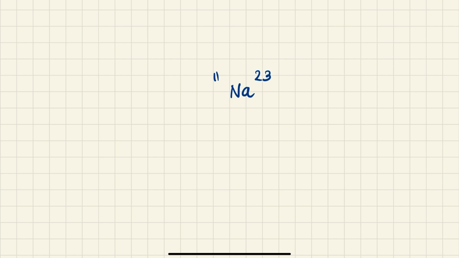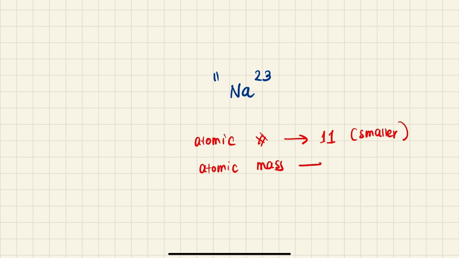Now, the first question I want to ask is, what is the atomic number and what is the atomic mass? The atomic number here is the lower one, which is 11. Whenever you see two numbers and you're confused which one is which, always remember the atomic number is the one with the smaller number, in this case 11. That's how I like to remember. And the atomic mass is the bigger one, which in this case is 23.